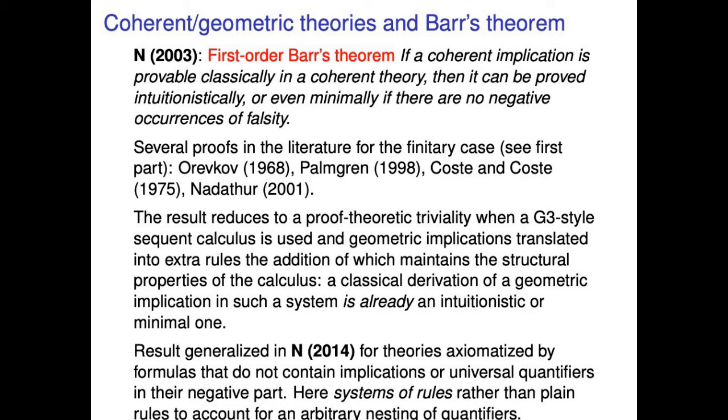And it is possible also to generalize this result to theories axiomatized by formulas that do not contain negative occurrences of implications or universal quantifiers. And this is done by using the generalized geometric implications that I mentioned yesterday. So they also give a Glivenko class.